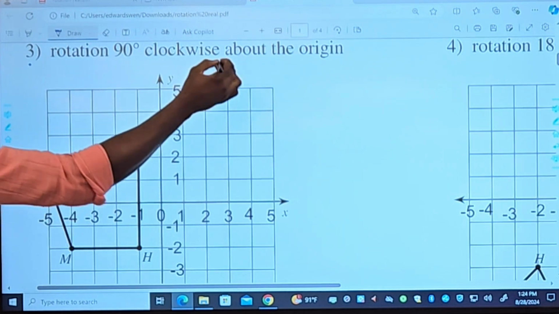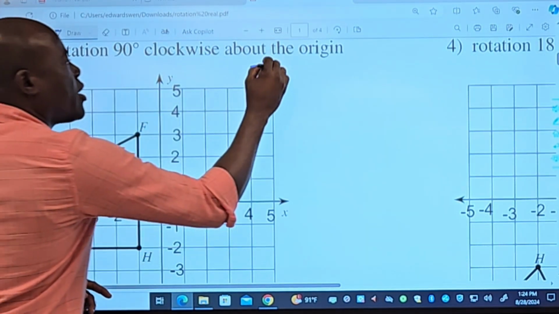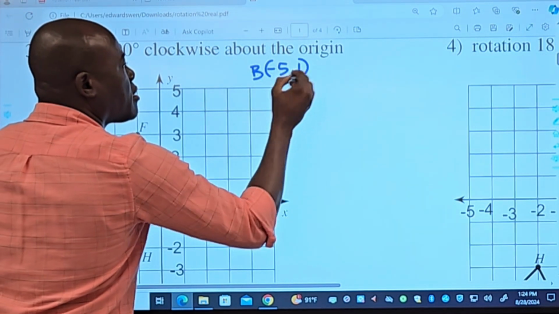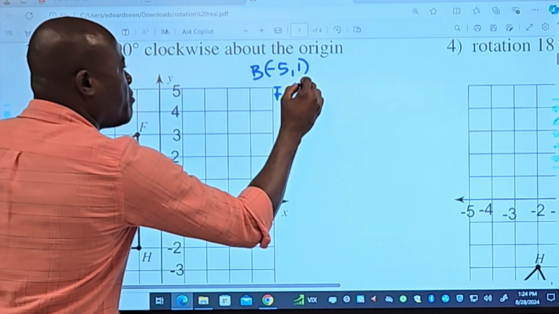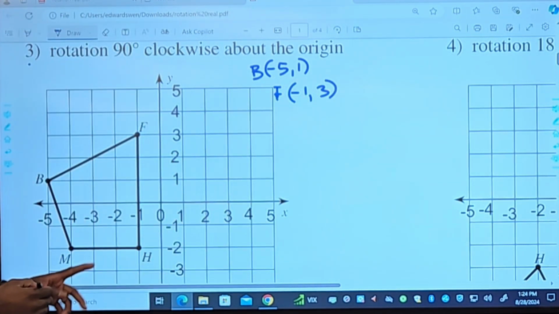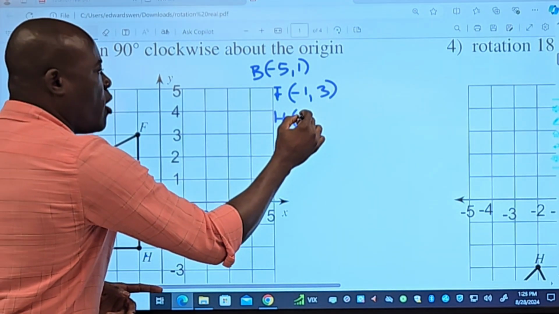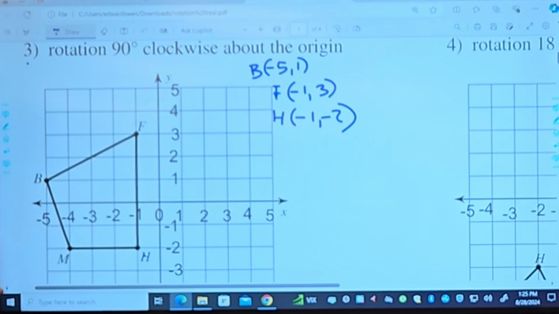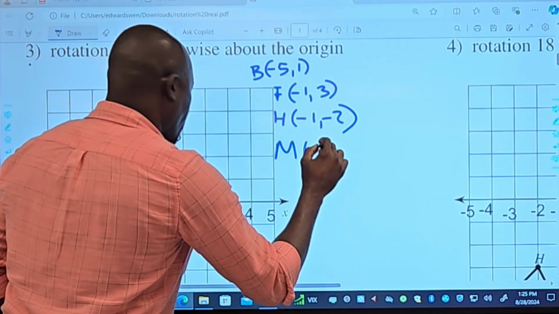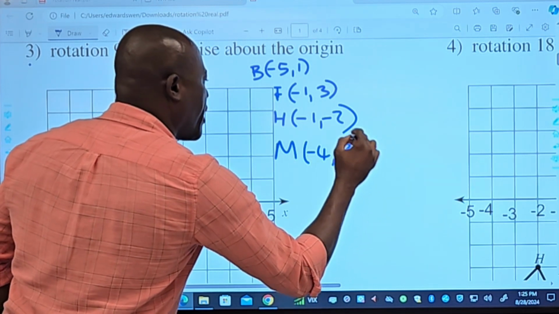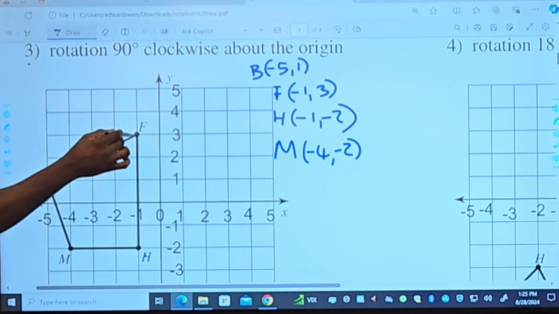So let's write down the coordinates for B. What is B? Negative 5, 1. Very good. F is what? Negative 1, 3. Negative 1, 3. Where is that? Excellent. You gotta go in one direction. H. Negative 1, negative 2. And then M is negative 2, 4. What's the second coordinate? Excellent. That's M. This is F, right here. Okay.